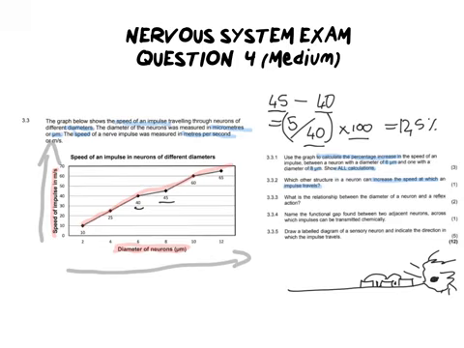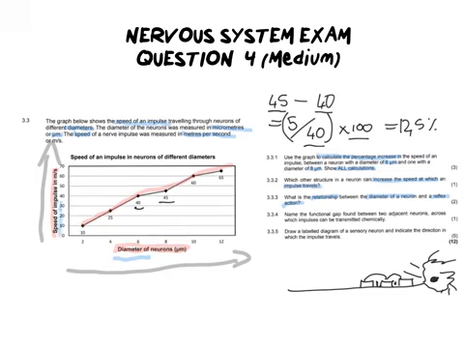For the next question, it says, what is the relationship between the diameter of the neuron and the reflex action? Now, we just spoke about this when I broke it down for you. The relationship means, what is the relationship between the two variables? What is the relationship between the diameter of the neuron and the speed at which the impulse travels?